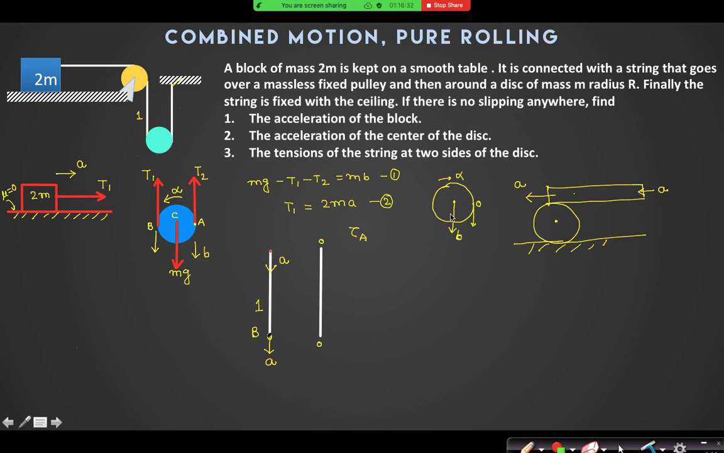Yes or no? Yes, sir, I am saying that only. Yes, that you can also say, no problem. Sir, what did you say? You are talking about the acceleration of A with respect to C. I was talking about the acceleration of C with respect to A.